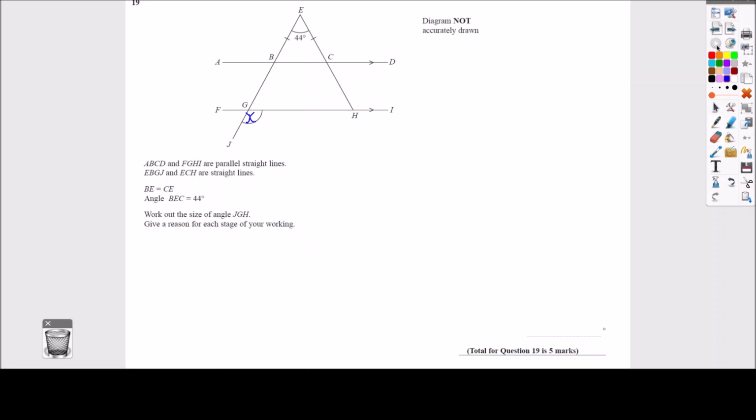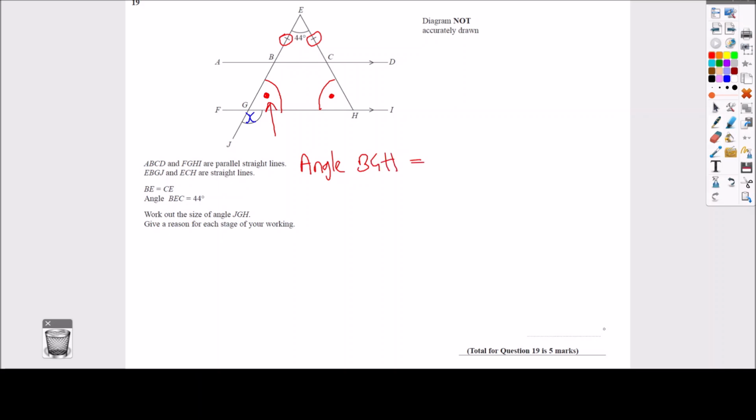Now, the fact that we've got this here is telling us that the triangle EBC but also EGH are isosceles triangles. So these two base angles here must be the same. So the first thing I'm going to do is work out this angle over here. Now that is angle going from B to G to H. So I'm going to say angle BGH equals, now I'm going to work out what it is.